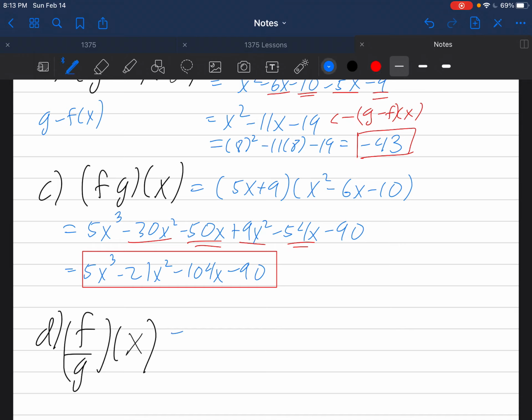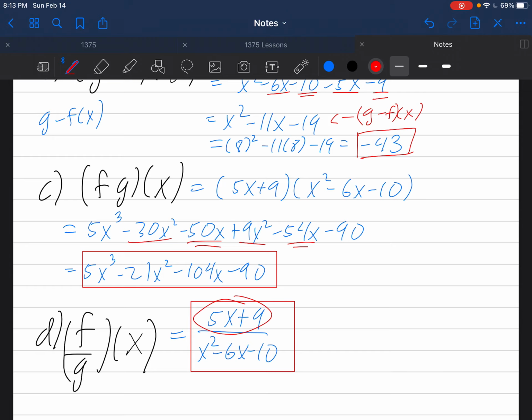So let's look here at f over g. Simply taking f of x, which is 5x plus 9, and putting it over x squared minus 6x minus 10, which is g of x. And if this simplifies, then we would do so, but since 5x plus 9 doesn't factor, that means this doesn't simplify.